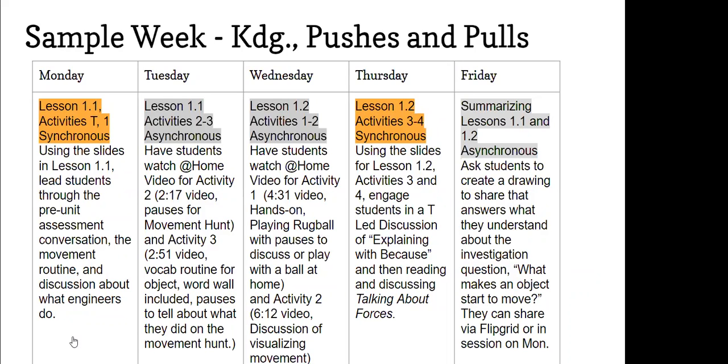So here with kindergarten pushes and pulls, thinking about the fact that you really only have to make your way through about 2 lessons a week, I made a plan assuming that I could have a short synchronous science lesson with my kids twice a week. Then I made up lessons of what they would do on those asynchronous days too. I took lesson 1.1 in kindergarten and split it between Monday and Tuesday.